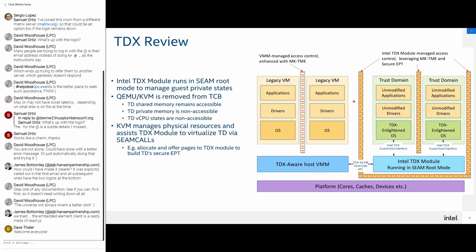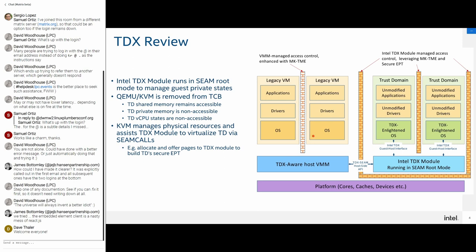Because now the hypervisor, so the QEMU and the KVM, gets removed from the TCB, they are not able to access the TD memory. So I list those states here. The TD shared memory remains accessible. The TD private memory is not accessible. And the TD vCPU state is also not accessible. Because of this isolation, KVM doesn't have direct access to the TD states, but it assists the TDX module to manage those TD states.